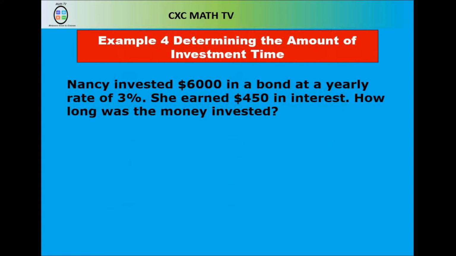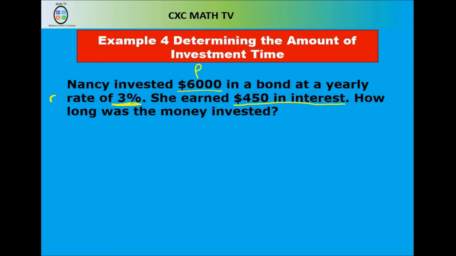Alright, so as you pause this video, the first thing I want you to do is always identify what is given. Notice $6,000, the initial amount that she borrowed or invested, that's your principal. So that's our P. They gave us the interest rate R. So R is 3%, as a decimal 0.03. Then they told us she earned $450 in interest.